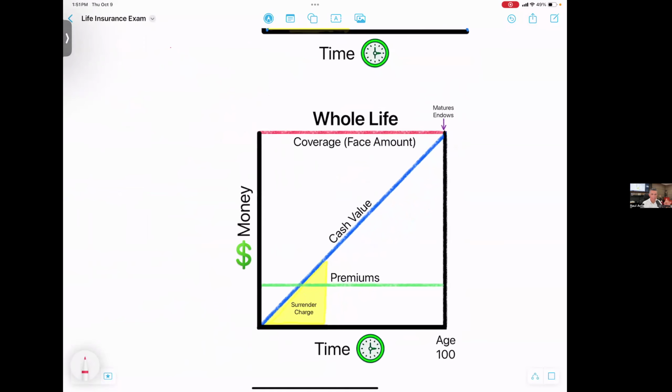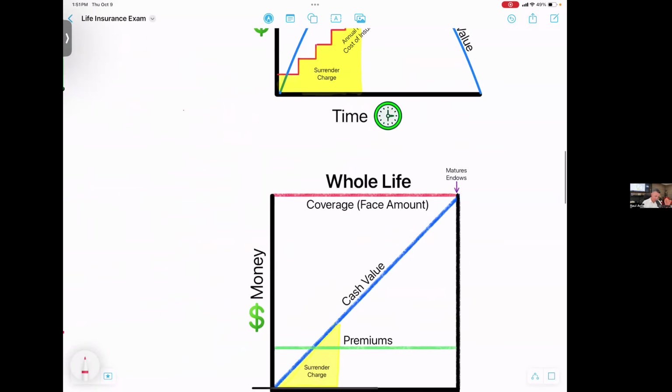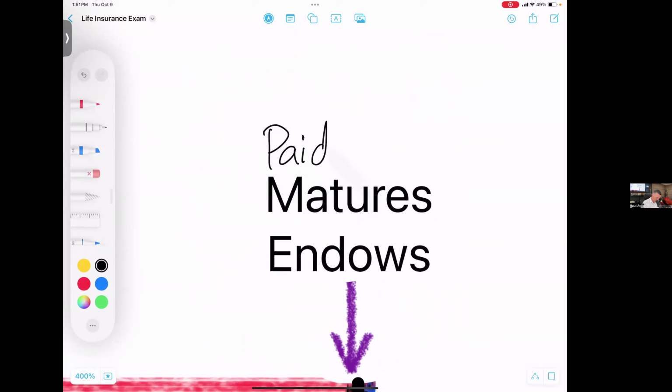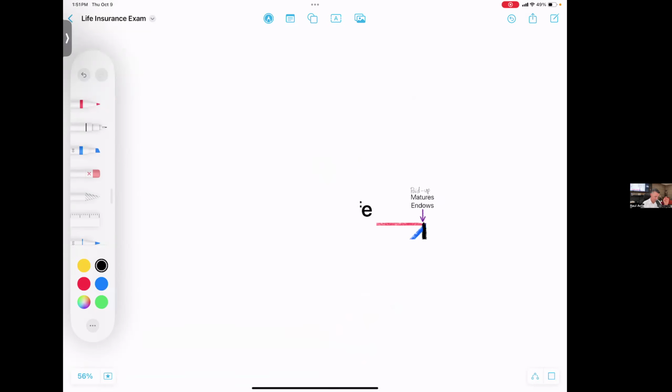When you hear the word paid up, that means, I should add the word here too. Let me add it right now, because matures, endows, and also paid up. All these three things mean the same thing. Paid up, matures, endows.